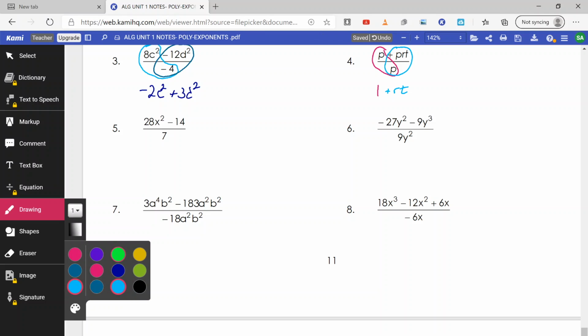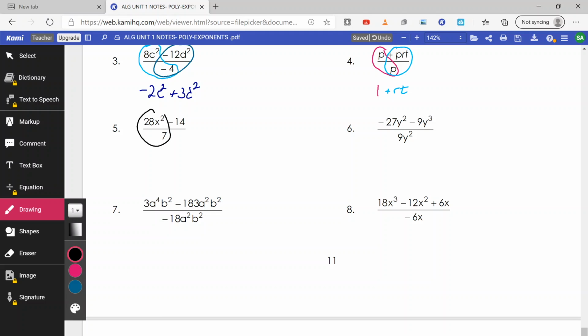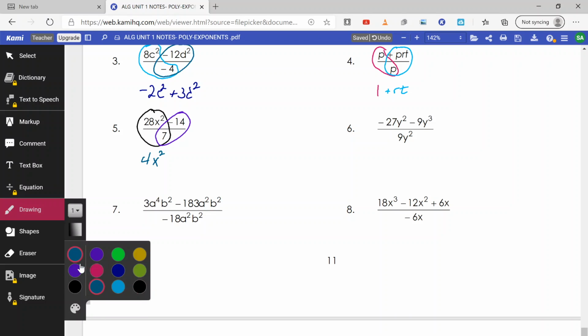Number 5, we have 28x squared minus 14 all over 7. So one at a time, 28x squared divided by 7. Divide like items, 28 divided by 7 gives me 4. X squared, there's nothing to work with, so x squared will come along for the ride. And then I'll divide negative 14 by 7. So negative 14 divided by 7 is negative 2.